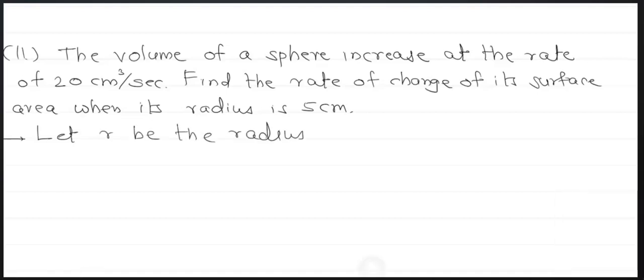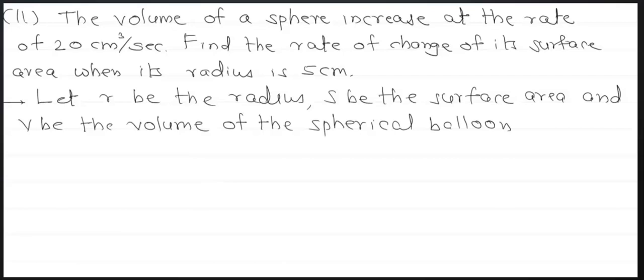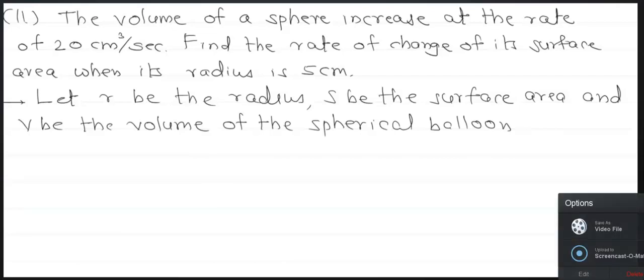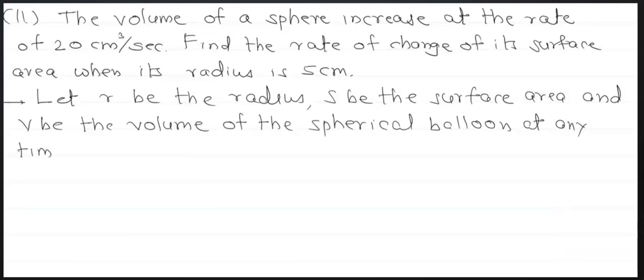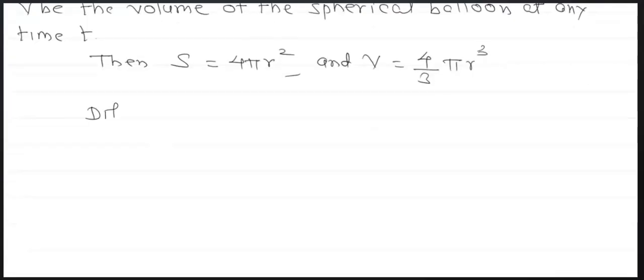Let r be the radius, S be the surface area and V be the volume of the spherical ball. These are the basics. Now next, at any time t, S is equal to 4 pi r square. This is the surface area. V is equal to 4 upon 3 pi r cube.